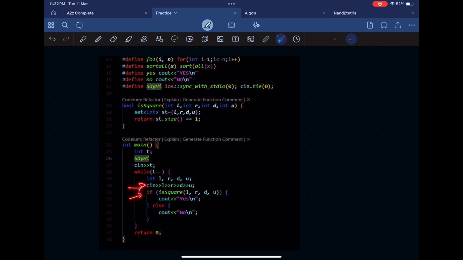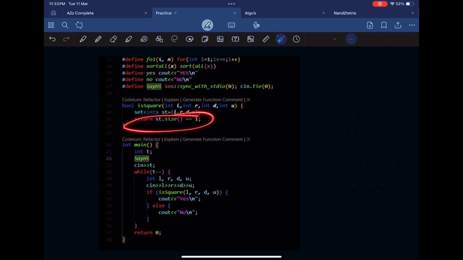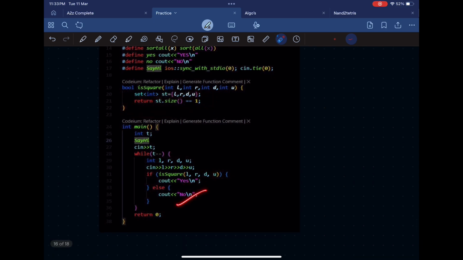Now what we are doing is using a set as a data structure. Basically, whatever we put inside the set, let's say we have L value 2, and all the values L, R, D, U are 2. When we put the value 2 inside the set, if 2 again comes, it will not make a duplicate. It will have just one occurrence. Again D value 2, again U value 2. In the end, if the set size is equal to 1, just return true. If we return true, print yes, or else no. So this is the solution.